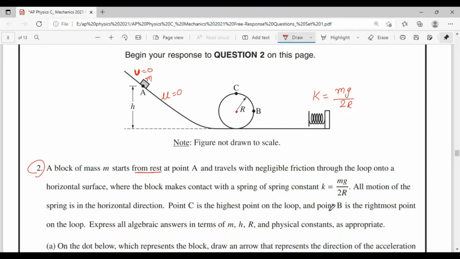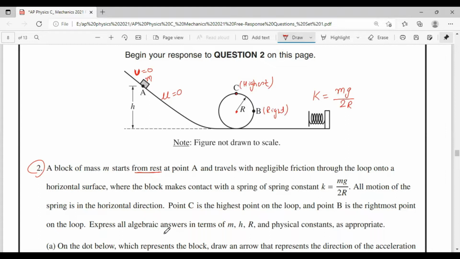The next part is, all motion of the spring is in the horizontal direction. So the motion of the spring will be along the horizontal direction, along the x-axis, either compress or elongate in x direction only. Point C is the highest point on the loop, as we can see in the diagram also. And point B is the rightmost point on the loop. It is also clear in this diagram.